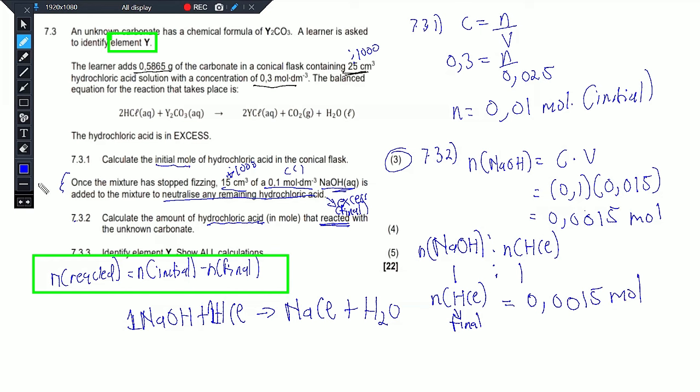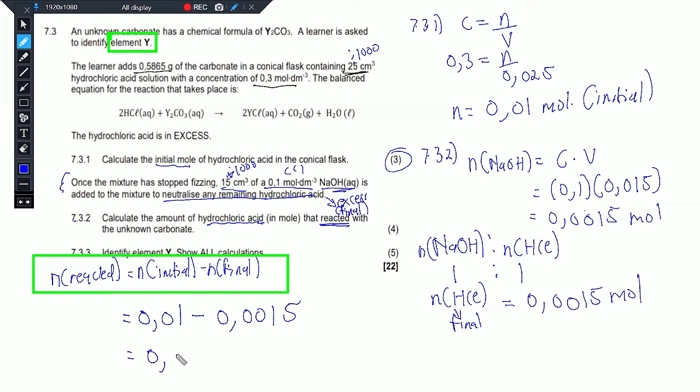Which now makes it easy. If we want the number of moles reacted, then there we go with our formula. What was the number of moles initially? Initially we had 0.01, then finally in excess 0.0015. And if you subtract the two here, this gives you 0.0085 mole. So that's all you needed to do for those 4 marks. Three stoichiometric steps: calculate the number of moles, use the molar ratio, and then calculate the required figure. But you always have to remember this formula to calculate number of moles reacted: initial minus final.